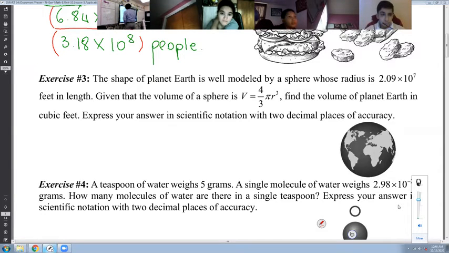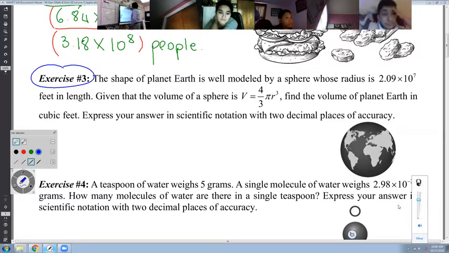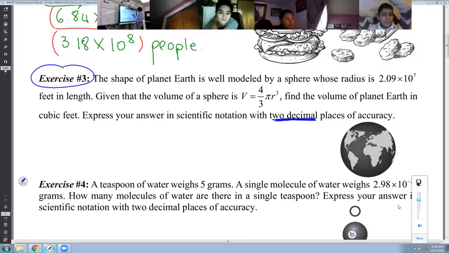Given that the volume of the sphere is V equals 4/3 pi r to the 3rd power, find the volume of the planet Earth in cubic feet. Express your answer in scientific notation with 2 decimal places of accuracy. Okay, of course. Thank you so much, Italia. And now, guys, express your answer in scientific notation with 2 decimal places. That's the most important one.